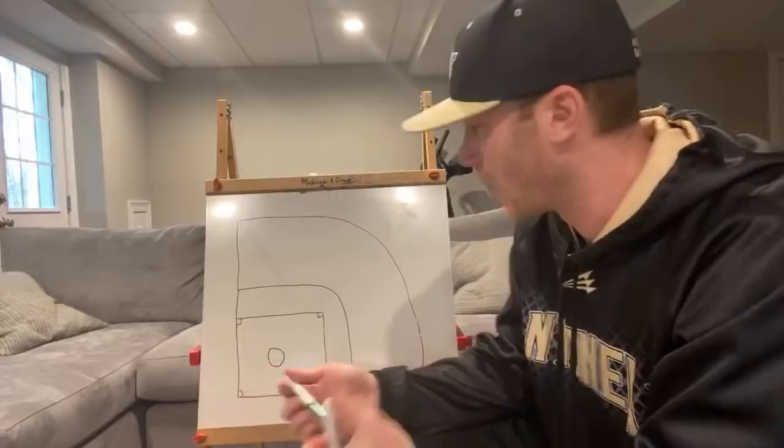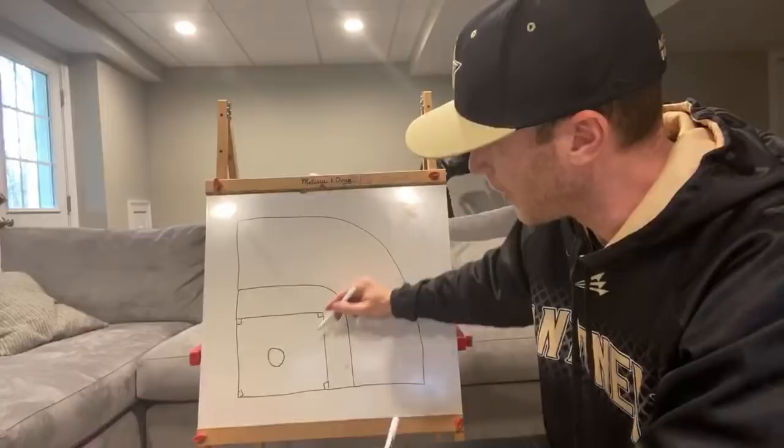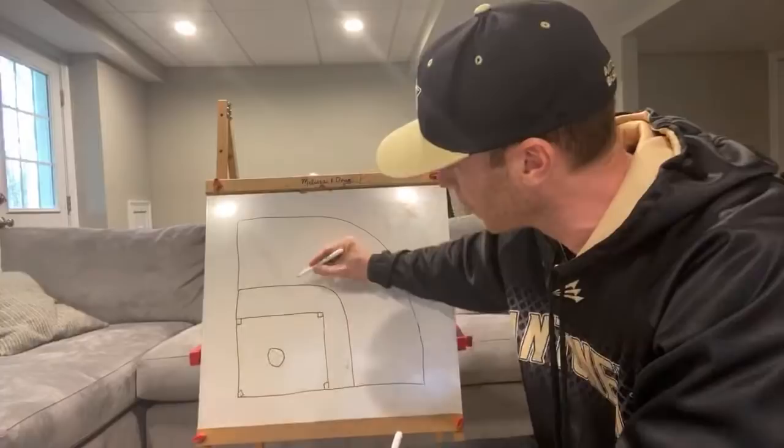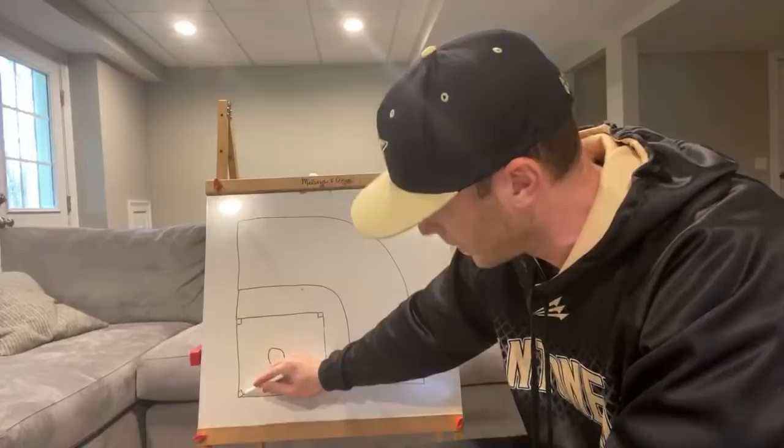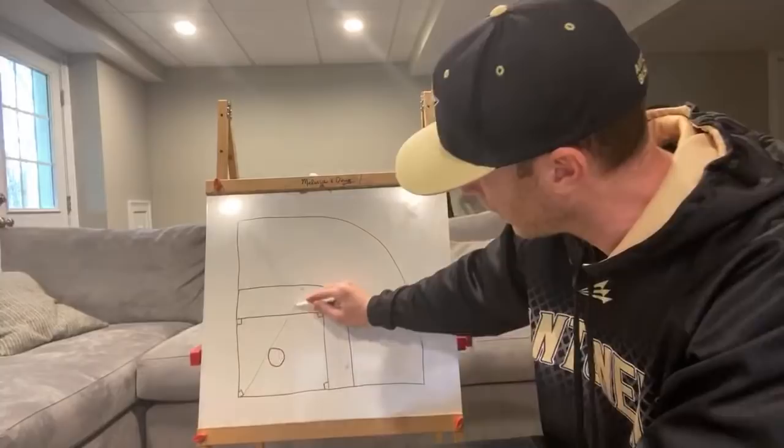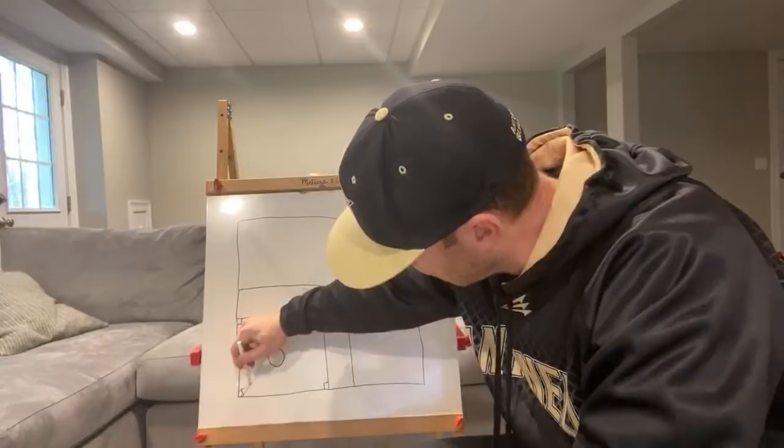So if you're the shortstop or the second baseman, I want you to take the corner of the plate that's furthest away from you. So if you're the shortstop over here, I want you to take the corner of the plate and draw a line, okay? That line is going to go from there through there. Now, if you're a second baseman, take it from this corner, draw it through the edge of the mound right there. Okay, so you see those two lines?